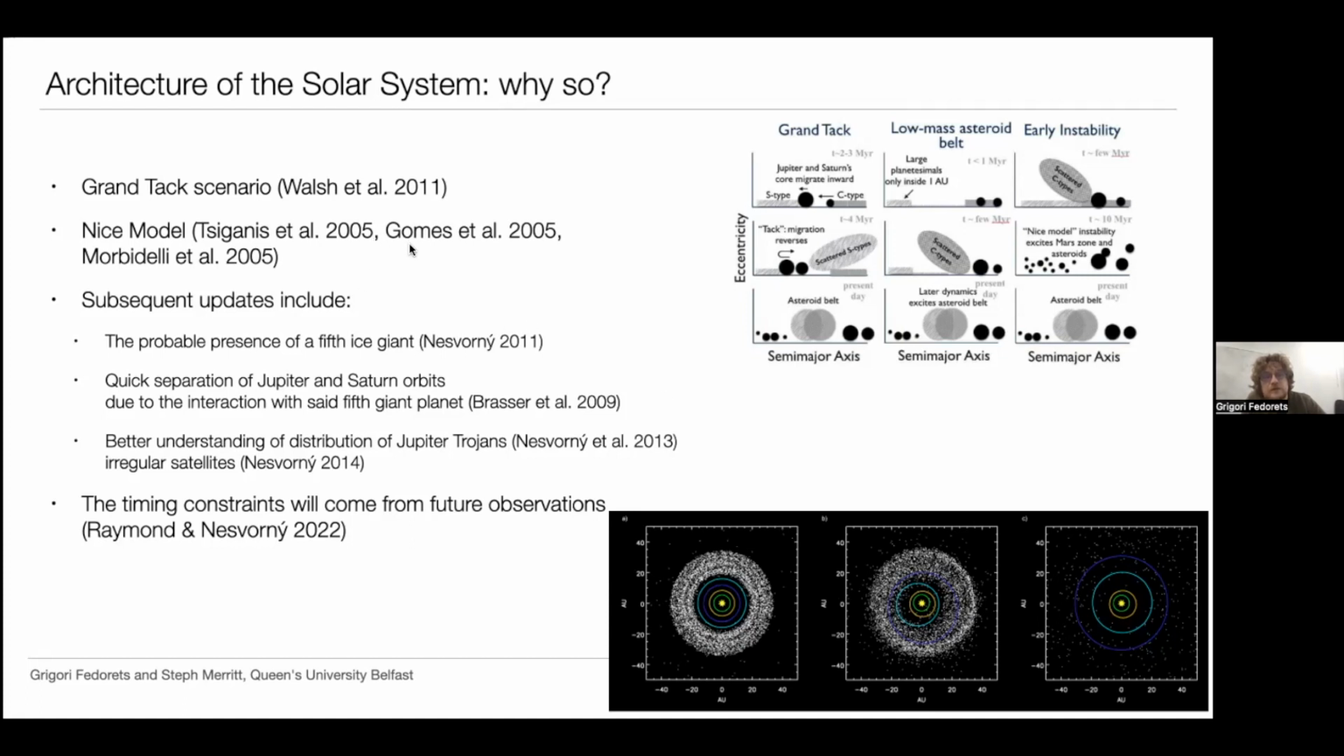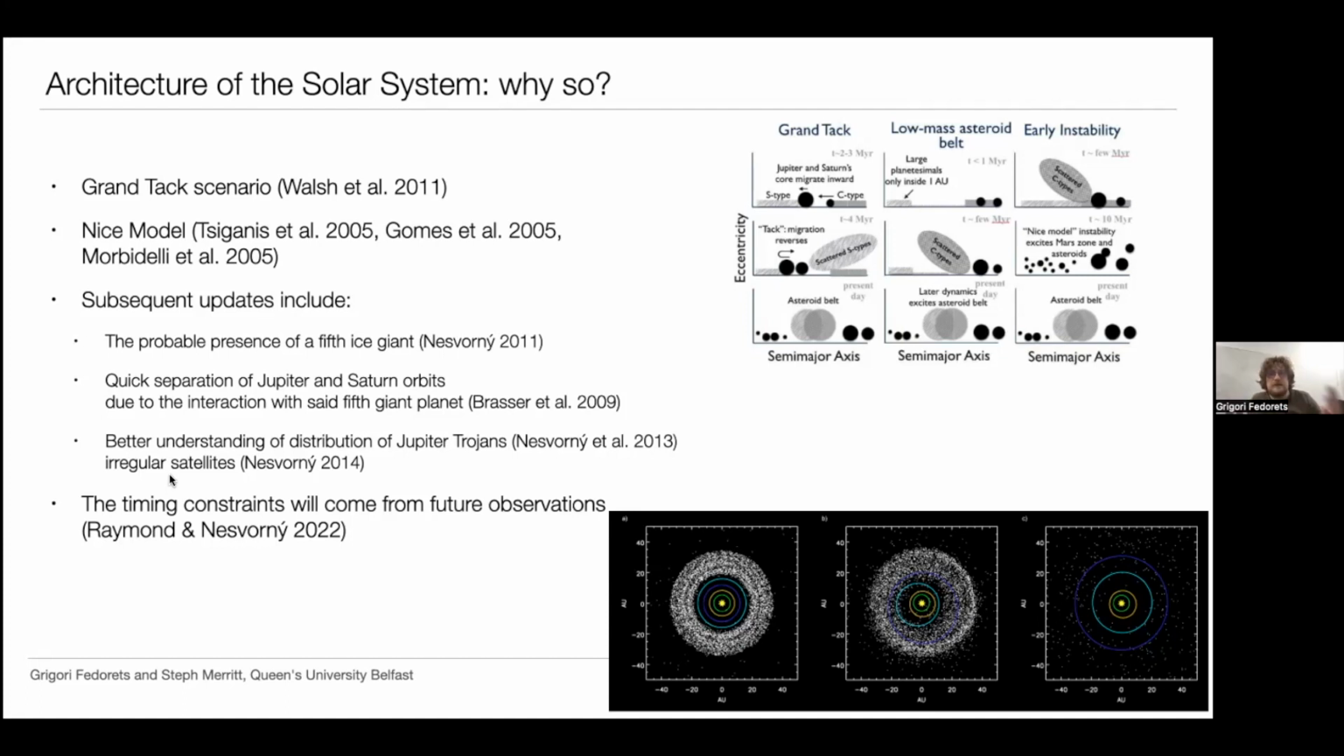When the Nice model was subsequently updated, it showed that in order to produce the current architecture, you would require a fifth giant planet that would make it easier, and then the close encounter of Jupiter and Saturn with said fifth planet would lead to a quick separation, giving a better commensurability with the current population. The subsequent refinements gave a better understanding of the distribution of Trojans and irregular satellites of giant planets.